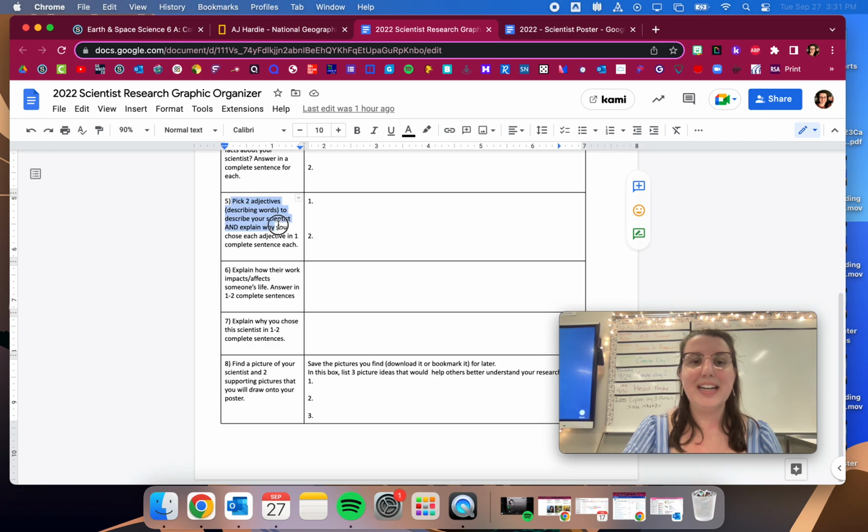And then 5, pick 2 adjectives or describing words to describe your scientist and explain why you chose each adjective in 1 complete sentence each. So this is where you describe your scientist. What do you think of your scientist? Are they creative? Are they smart? Are they hardworking? Are they unique? Are they weird? Are they cool? Are they funny? Tell me what you think about this person and why. Are they hardworking because they've worked on this one project for 10 years? Are they creative because they thought of a solution no one else did? So tell me what you think about your scientist and why.